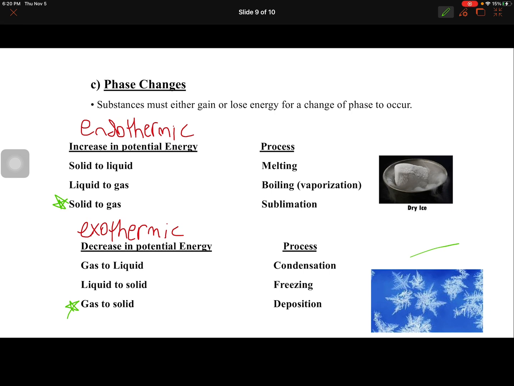Hint, hint. An easy way to help you remember that sublimation is going from a solid to a gas is to notice how sublimation starts with the letter S. And it also starts with a solid, which starts with the letter S. Just in case any of you are having a hard time or mixing up the two. Just so you're aware.